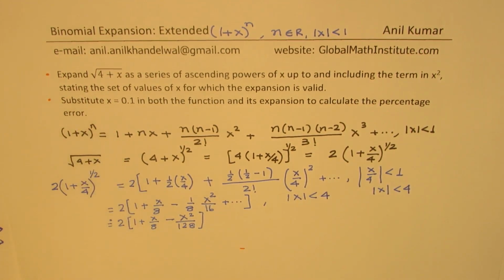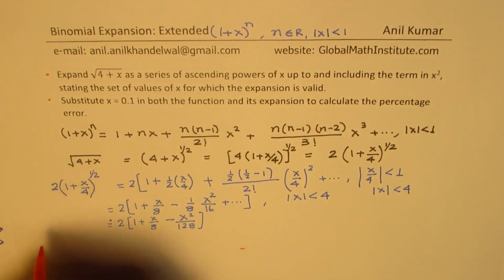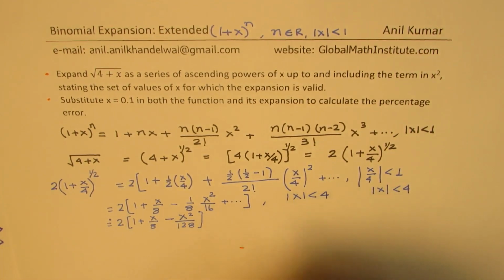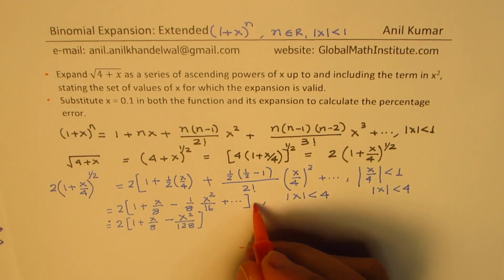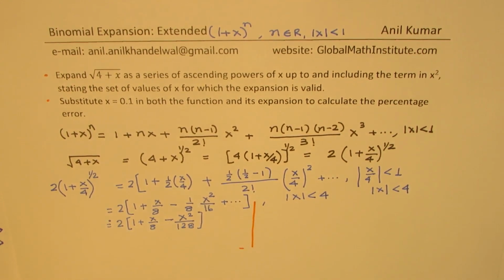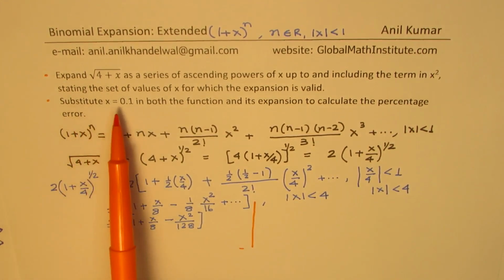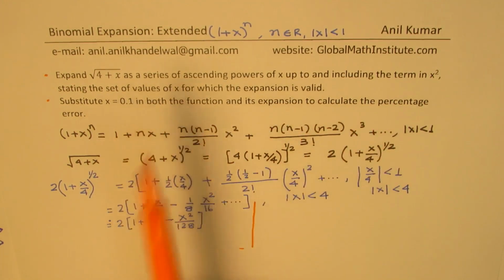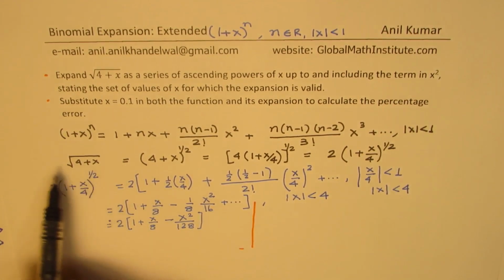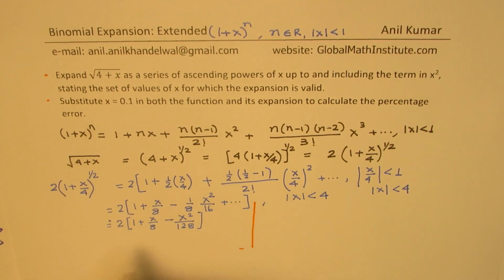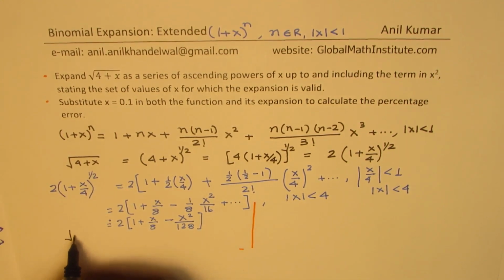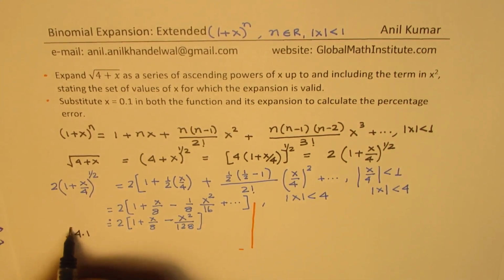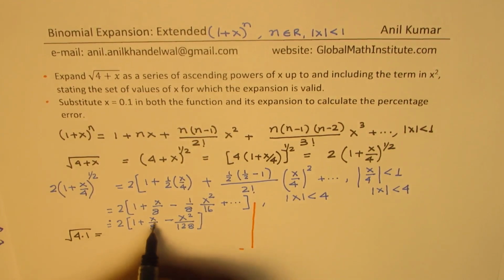Okay. Now part 2. So we've done the first part. Now let's look into part 2. Let me just make some room here to do part 2 now. Substitute 0.1 in both the function and the expansion to calculate percentage error. So if I write 0.1 here, in this particular expansion, we can say the square root of 4.1 is equal to what? We'll write 0.1 here, right?